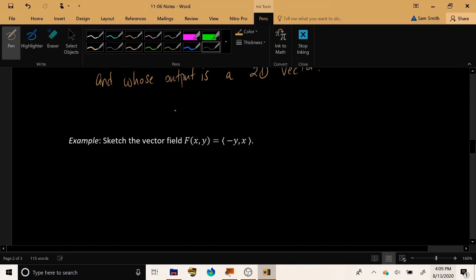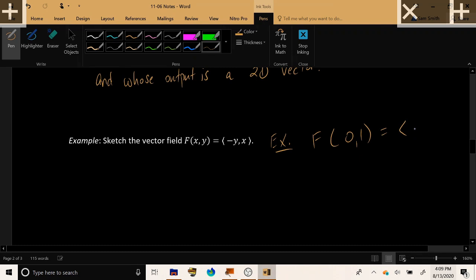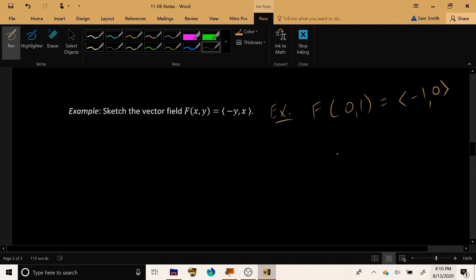For example, we might have a vector field which takes in the points x and y and produces the vector whose first coordinate is negative y and whose second coordinate is positive x. For example, if I evaluate the vector field at the point 0, 1, the associated vector will point in the direction negative 1, 0, because the y of 1 becomes a negative y in the x-coordinate, and the x value of 0 becomes a y-coordinate in the output of 0.